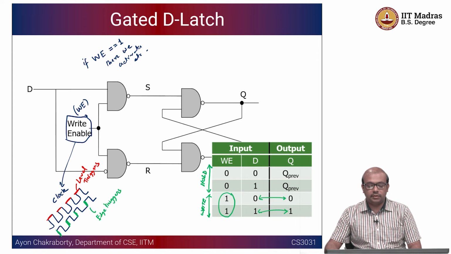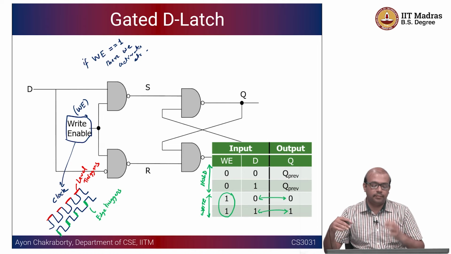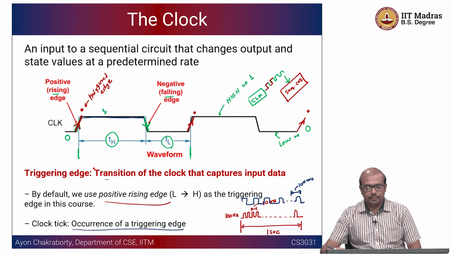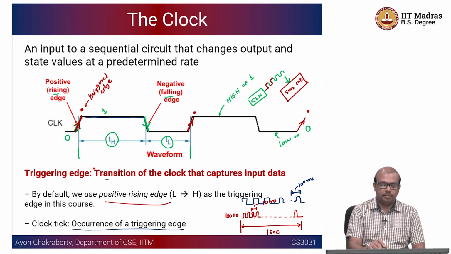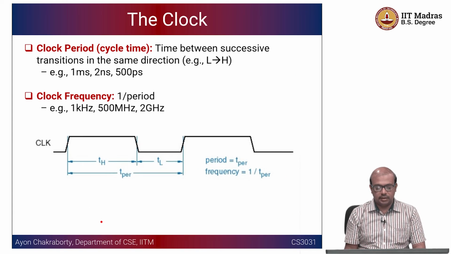We want to make sure that the circuit is activated only at the edge of a clock, versus earlier, the way we were doing it, if you put a clock in this write enable, we are just using the level output of the clock as the enabler of the gate. This is what we meant by edge triggering, or triggering edge and clock ticks.